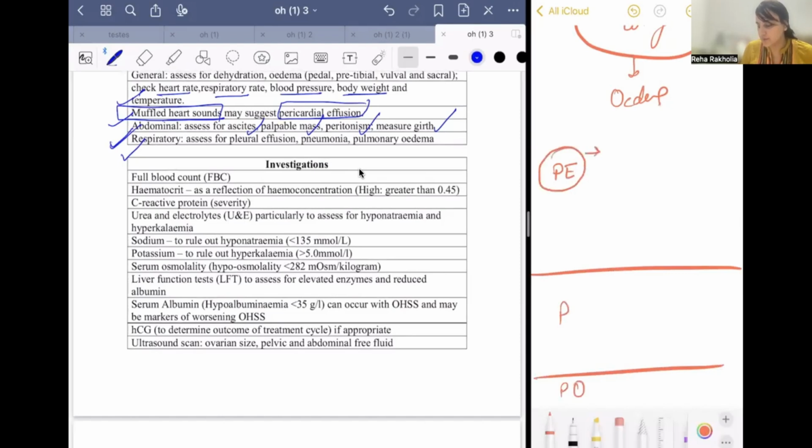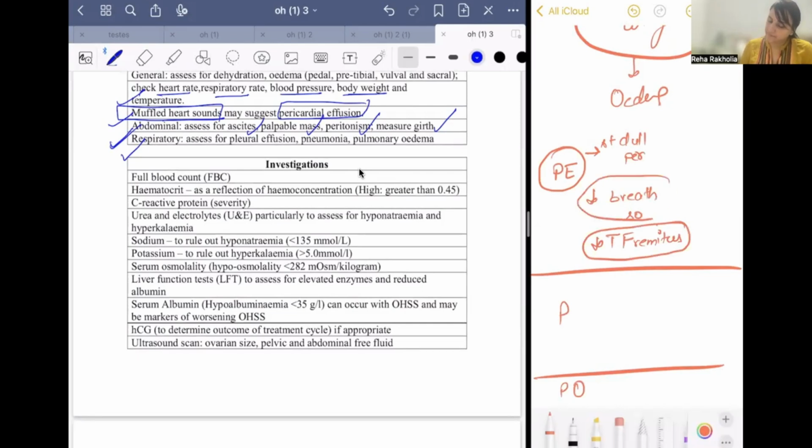What is the key finding in pleural effusion? There will be stony dullness, dull percussion will be there, okay? And there will be decreased breath sound. There will be reduced tactile fremitus. What is meant by tactile fremitus? This means there will be less vibration felt on palpation due to fluid blocking the sound transmission, okay? Fluid in the pleural spaces absorbs sounds, making percussion dull and reducing sound transmission. All this is happening because there is fluid in the pleural space.